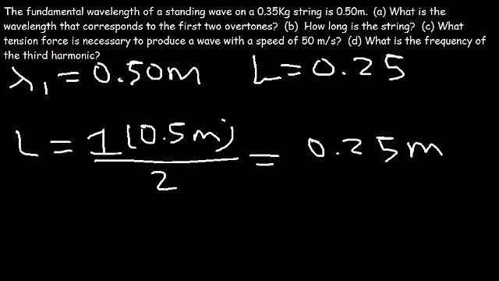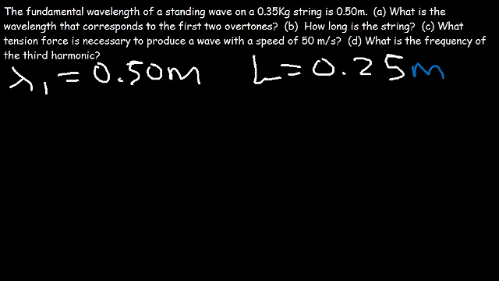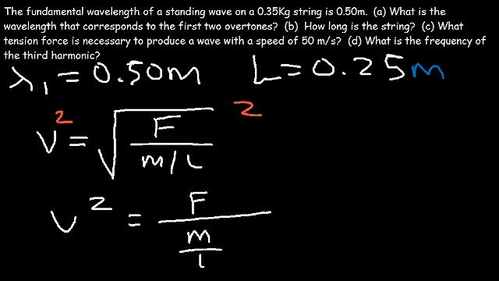Now what about part C? What tension force is necessary to produce a wave with a speed of 50 meters per second? So let's start with this equation, but let's rearrange it to calculate the tension force. So let's square both sides. V squared is equal to F divided by M over L. Now I'm going to multiply the top and the bottom fraction by L so that these cancel. And so we can see that V squared is equal to F times L divided by M.